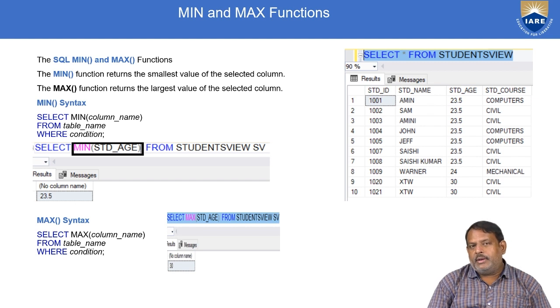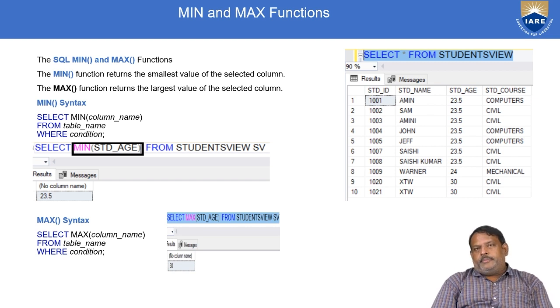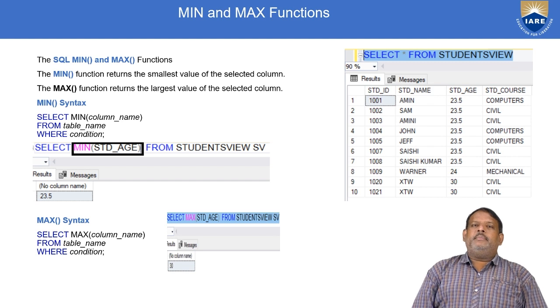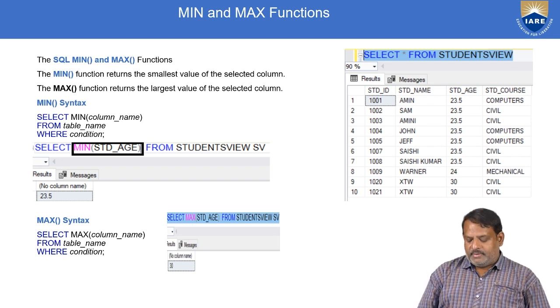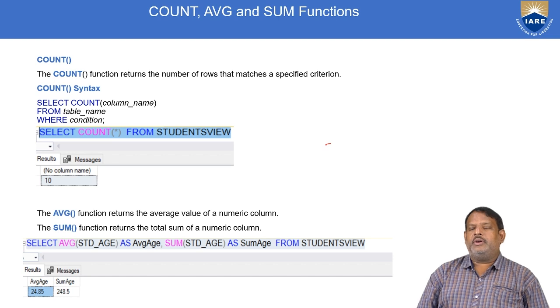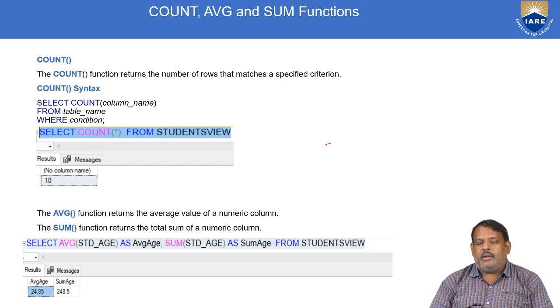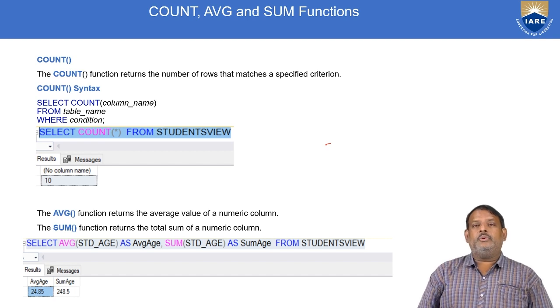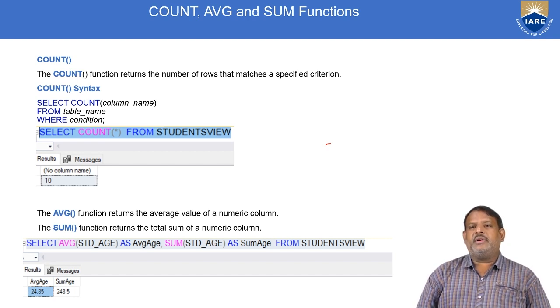And we have seen the min and max. The min function will give the least value, max will give the highest value. Similarly, we have the count function, which gives the number of records, the head count. Then we have average, sum. We also have other functions like variance, etc.